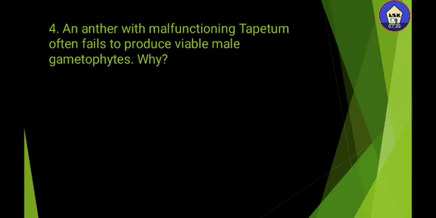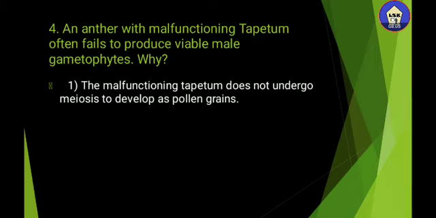An anther with a malfunctioning tapetum often fails to produce viable male gametophytes. Why? Here the tapetum is malfunctioning, and in such a case it fails to produce viable male gametophytes. Viable means it has the capacity to fertilize. Male gametophyte means pollen grains. So if the tapetum is malfunctioning, that leads to the failure to produce viable male gametophytes. Why?